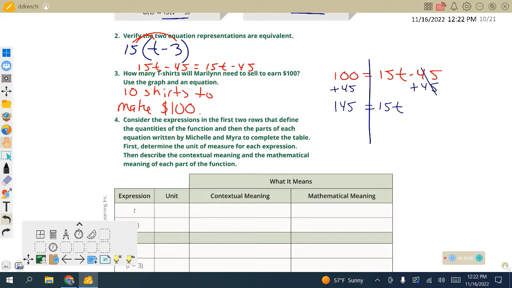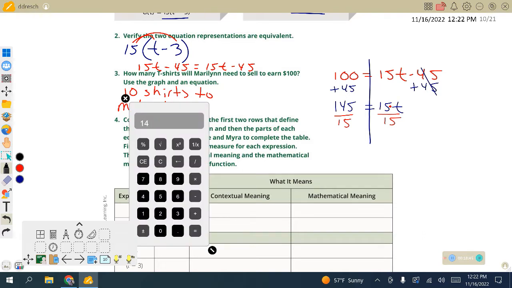Now, from there, we've been doing this one quite a bit recently. How do I get rid of that 15 now? It's right in between that 15 and that t, that variable, is multiplication. And the inverse of multiplication, as Chloe said, and this is where your calculators are your buddies. Okay, we're going to take that 145 and divide that by 15. Do we get a nice number? No. Now, just a minute ago, you said on the graph it was between 9 and 10. You get the same thing, right?